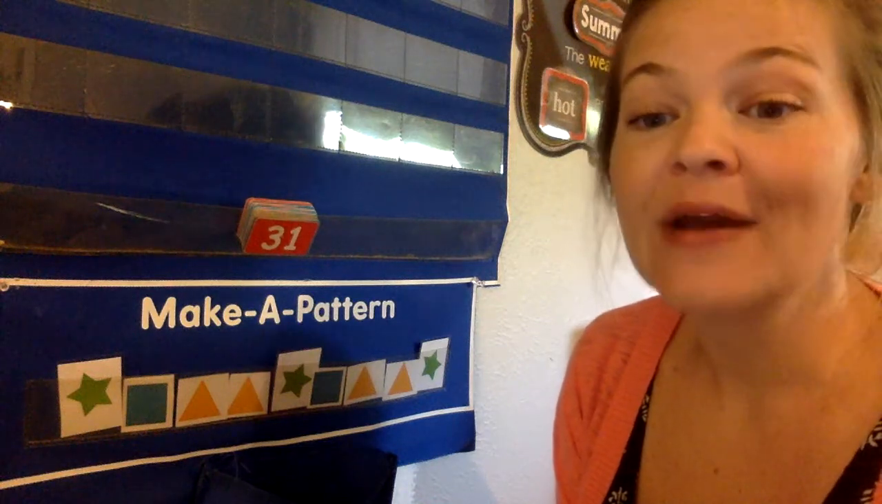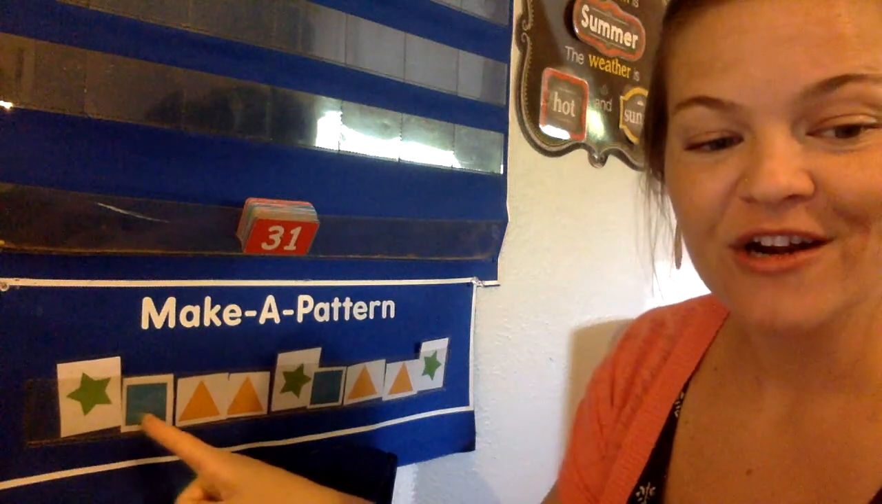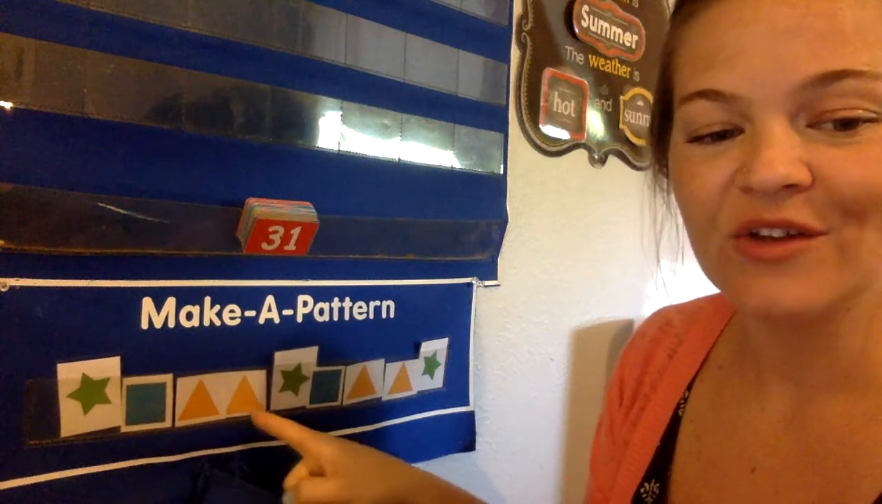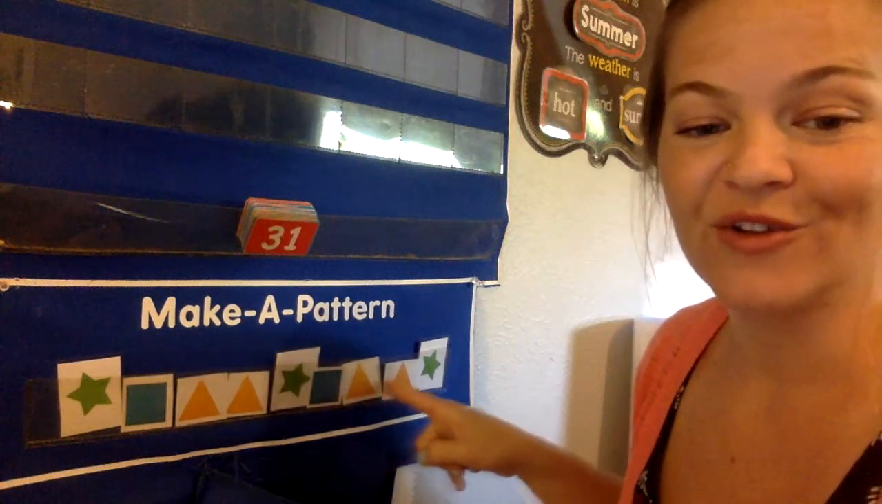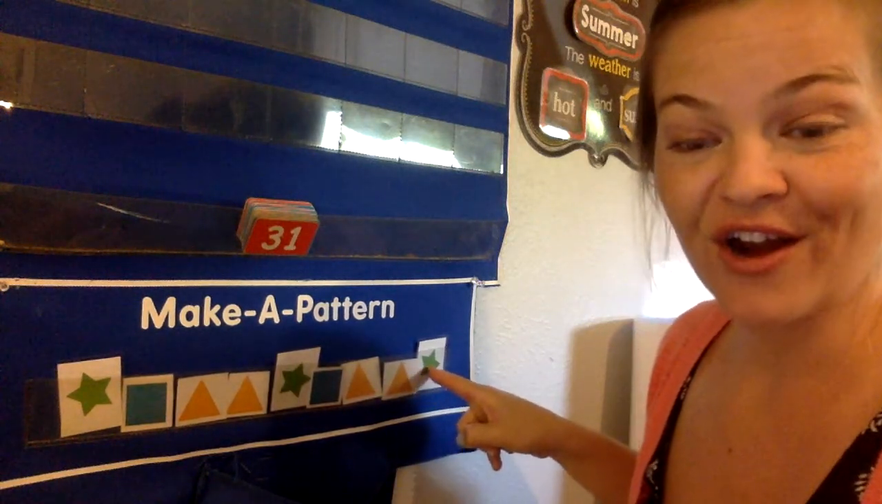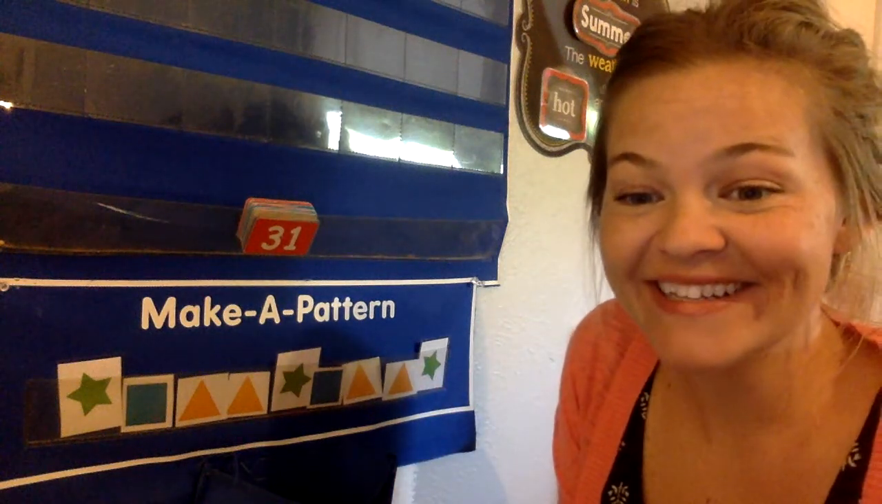First, let's say the pattern by shape. You ready? We're going to say it by shape. Star, square, triangle, triangle. Star, square, triangle, triangle. Star, and then square would be next. So did you figure out what kind of letter pattern it is?